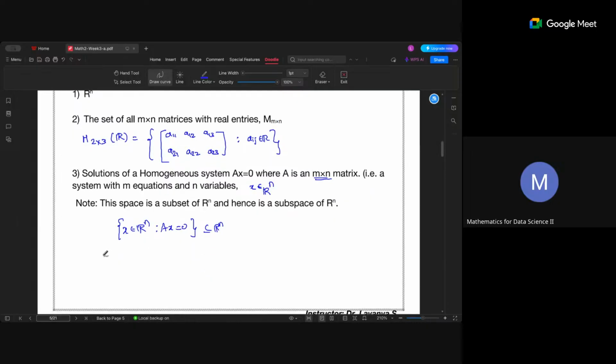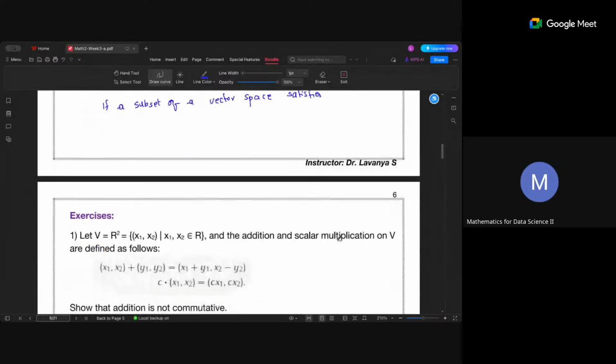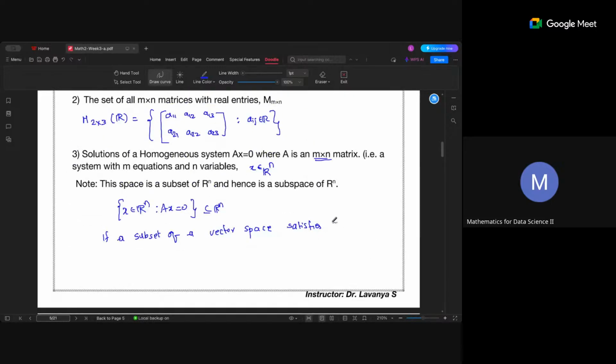So if a subset of a vector space is closed under addition and scalar multiplication, which we'll see shortly, then the subset is called a subspace.